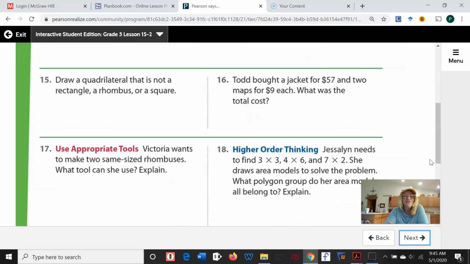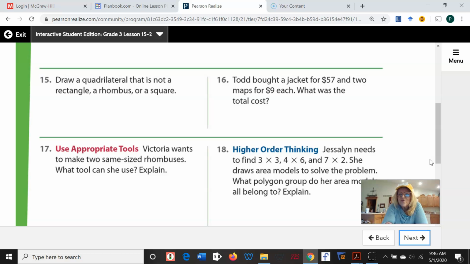Okay, we go to number 15 and we're back to quadrilaterals again, and let's review. A quadrilateral has, say it with me, four sides. So if a quadrilateral has four sides, they want us to draw a quadrilateral that's not a rectangle. Think about a rectangle. They want you to draw a quadrilateral that's not a rhombus. Think about what we know about a rhombus. And they want us to draw a quadrilateral that is not a square. So let's go back and review a rectangle.